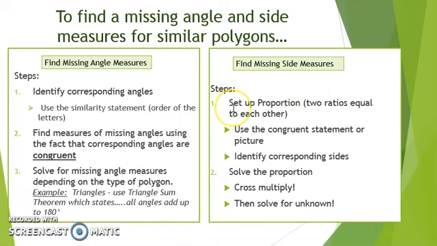When you want to find missing side measures, we want to set up a proportion. A proportion is two ratios equal to each other. When there are similar figures, we know the corresponding sides are proportional. They have the same ratio. So you're going to use the similarity statement or picture so you can identify the corresponding sides. Set up a proportion, two ratios equal to each other, and cross multiply. The product of the means equals the product of the extremes. Then solve for the unknown.